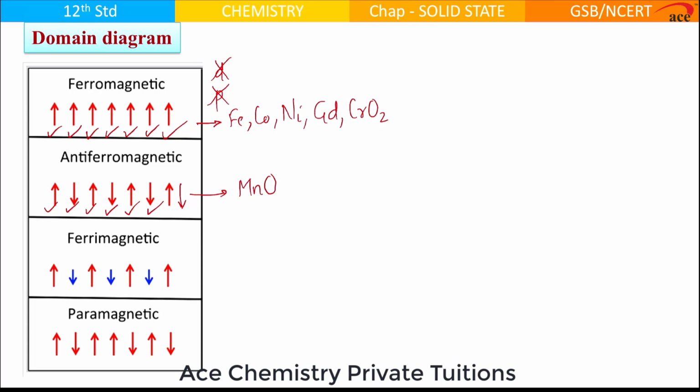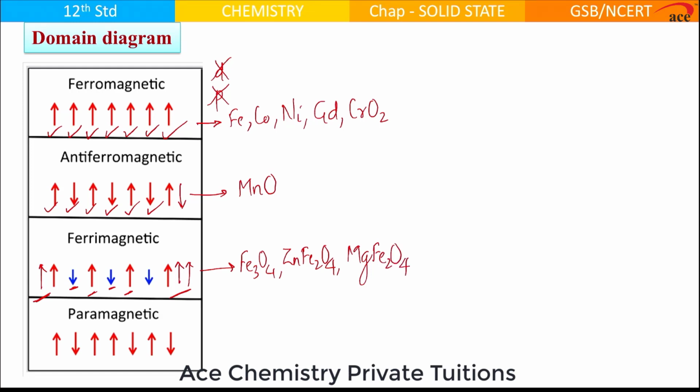In ferrimagnetism, remember ferrimagnetism, there is certain cancellation, and overall a net magnetic moment is present. Such substances are called ferrimagnetic. Examples: Fe3O4, ZnFe2O4, MgFe2O4. Those are examples of ferrimagnetic substances.